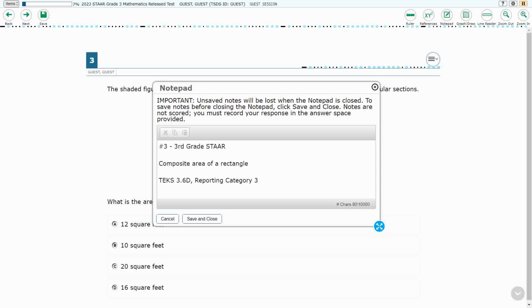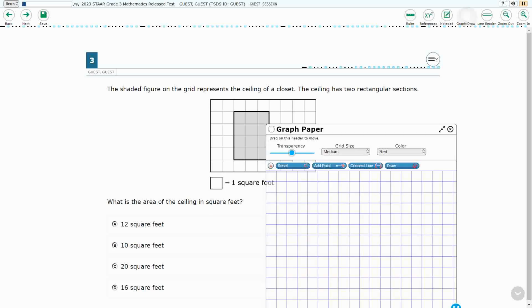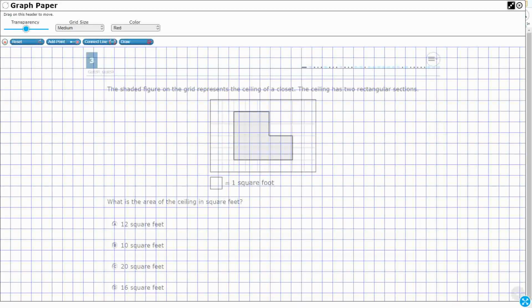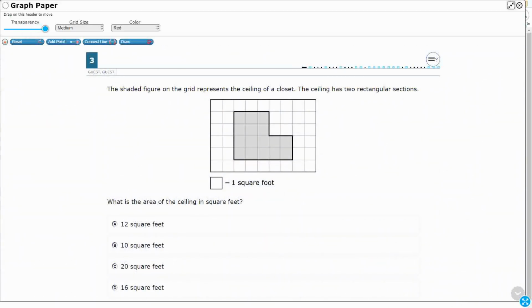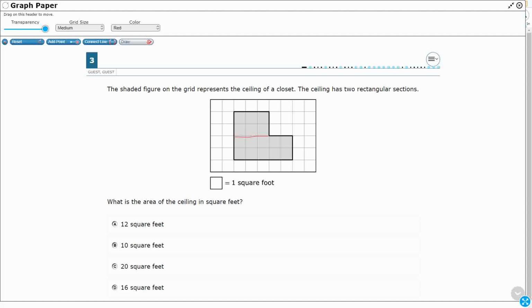This is TEKS 3.6D in reporting category 3. We need to find the area of the shaded figure, and they give us the grid lines. Now, we could do it without the grid lines if we wanted to, and what we want students to see is that even though this isn't necessarily a rectangle, we can find the area of the two smaller rectangles that are adjacent to each other that are non-overlapping, right? This is the additive property of area.